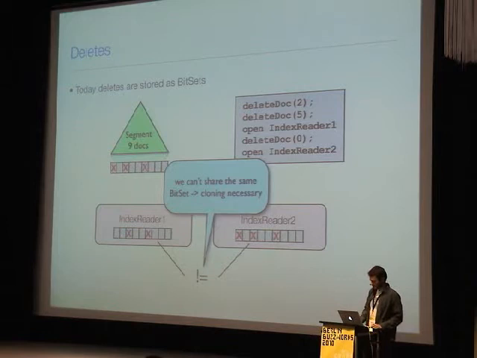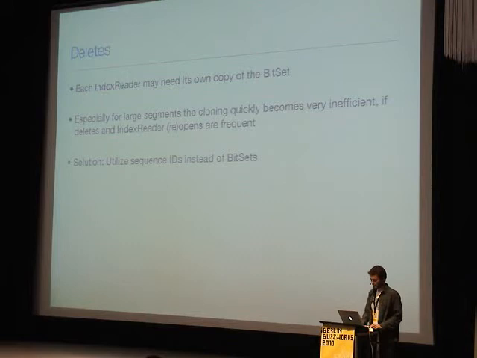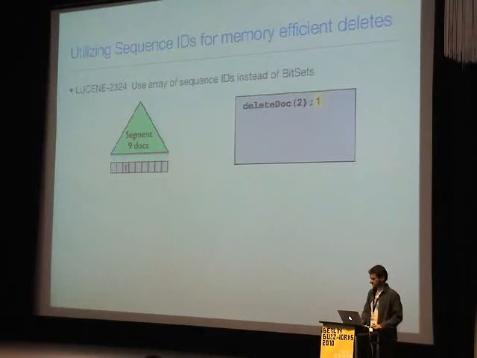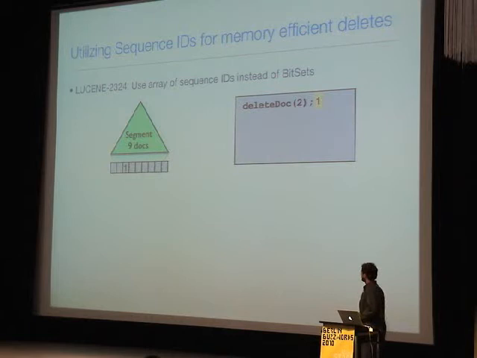So the solution here is to utilize the new sequence IDs instead of bit sets. And this is how this could look like. So now we don't store a bit set per segment anymore to remember if a document was deleted. Instead, we actually remember the sequence ID that was assigned to the delete operation which deleted the document. And that's the number we remember.